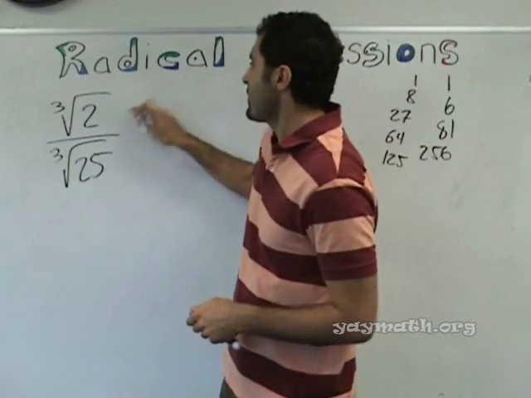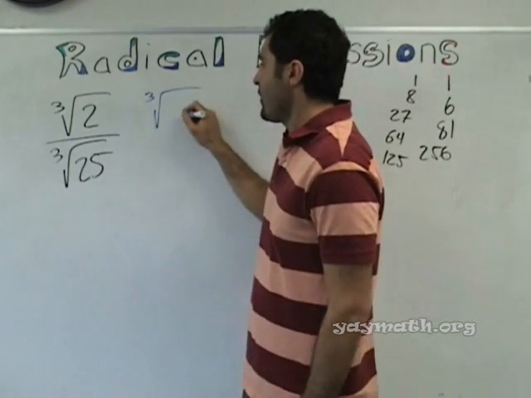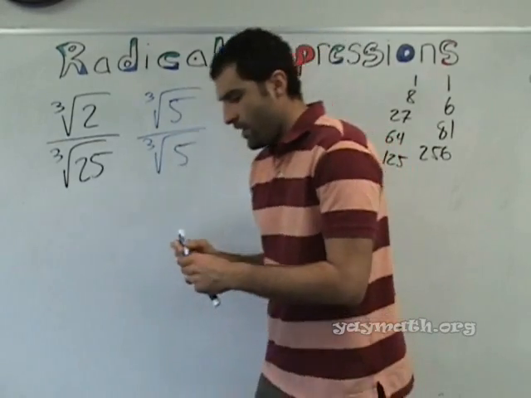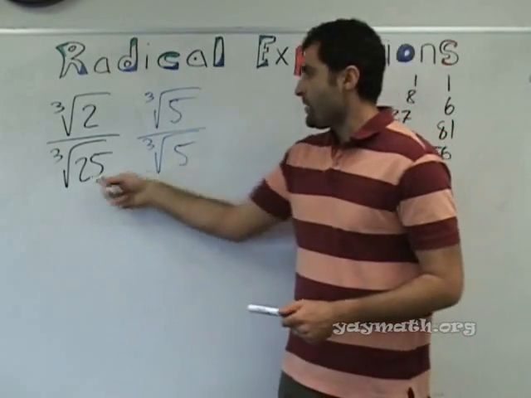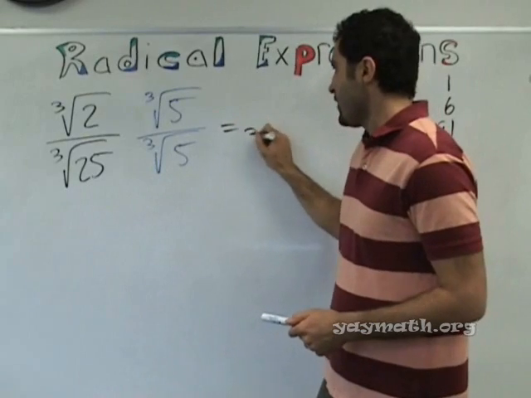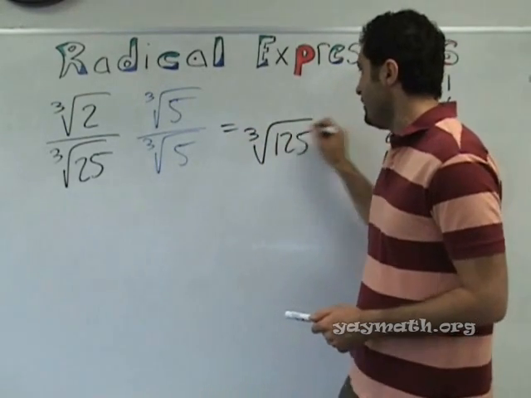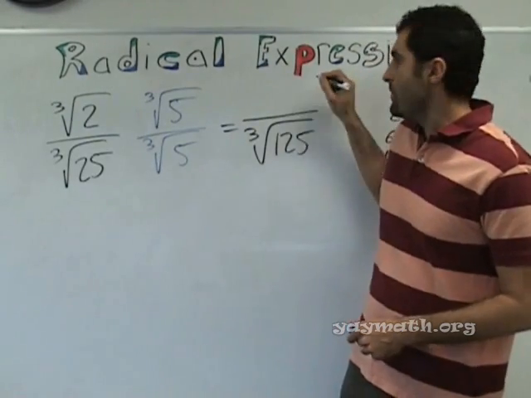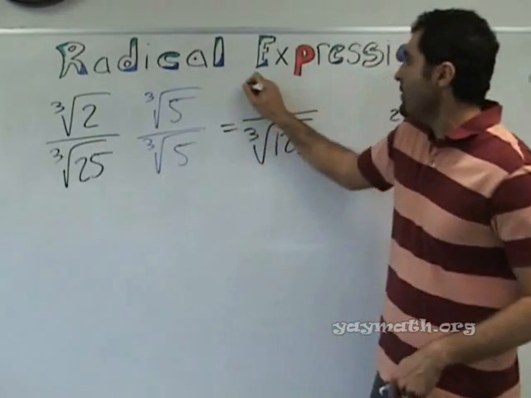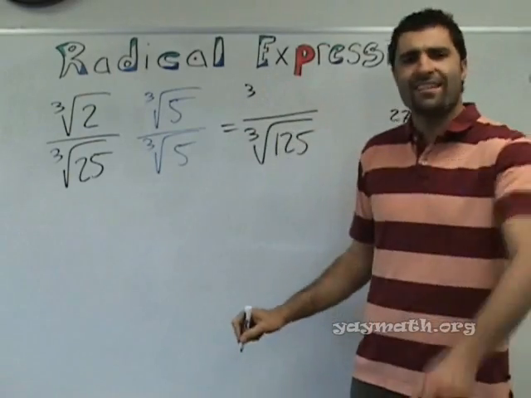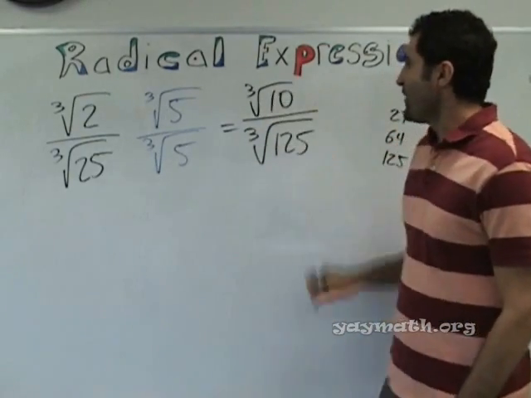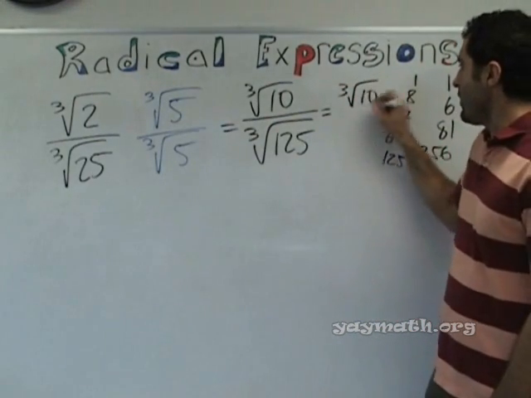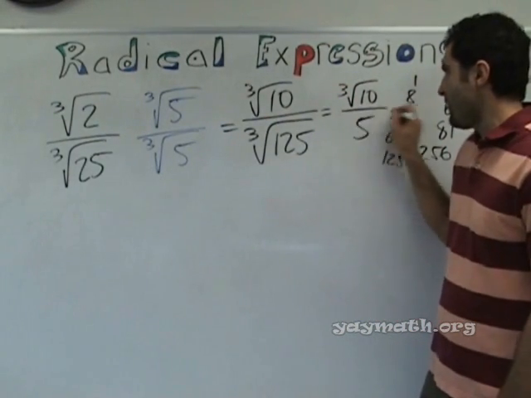Because what we want is a perfect cube in the denominator. Good job. The reason we do this is now on the bottom we will have the cube root of 125. And what do we have on the top? The cube root of 10. 2 times 5, 10. This is the cube root of 10 over 5.